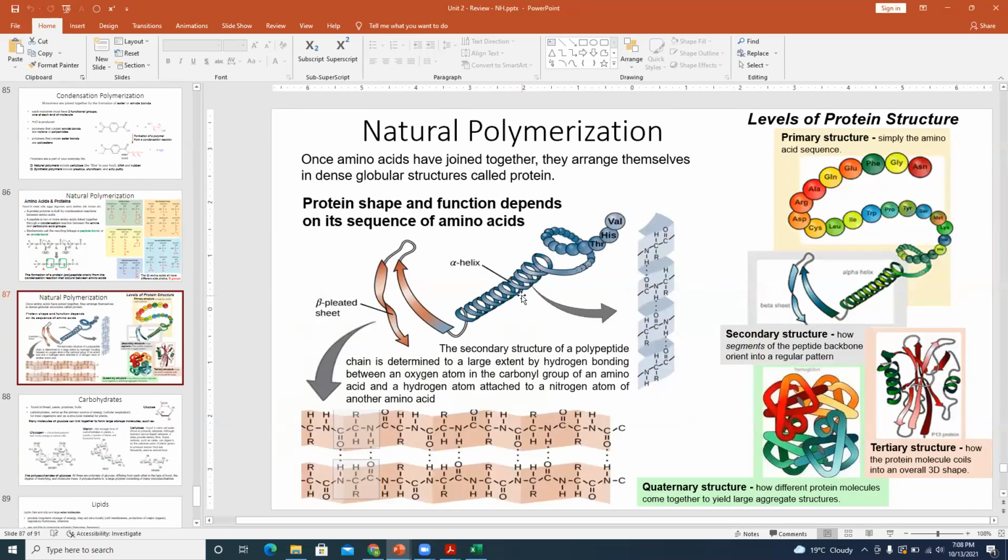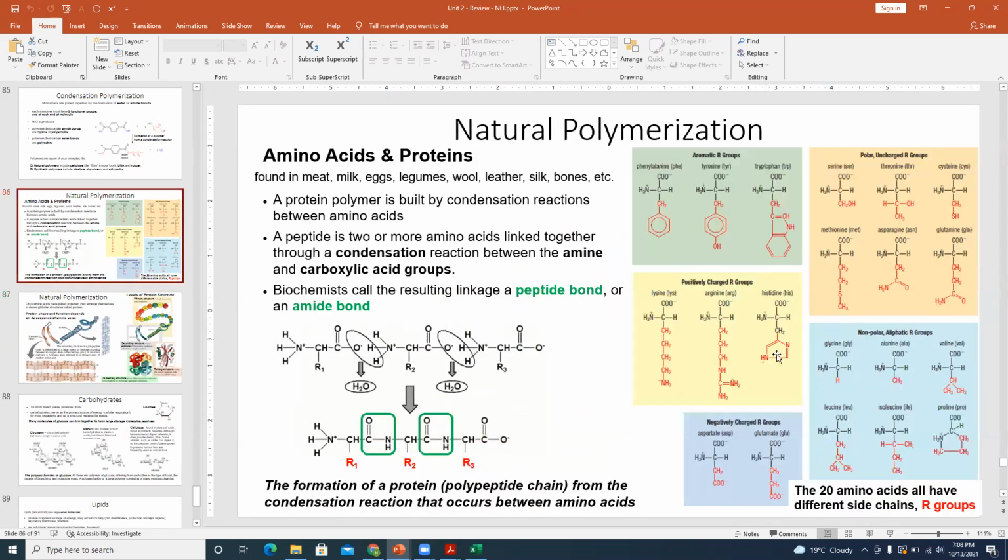Now, once you have the amino acids joined up together, so here, for example, remember I was telling you that each one of these amino acids has got a different name and different characteristics. And then each one of them, for example, phenylalanine, is given a short form name. It's PHE for phenylalanine. For tyrosine, it's TYR. For valine, it's VAL.